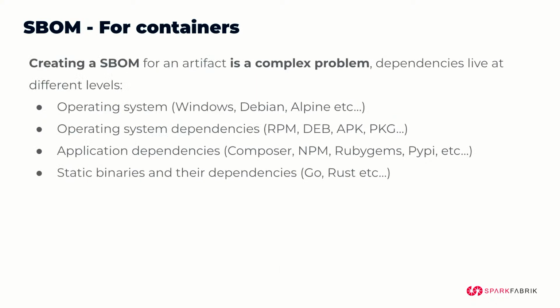But of course, generating an SBOM today is a very complex problem, because dependencies live at different layers and they are managed by way different package managers. From the operating system to the programming languages, they package differently and have very, very different versioning schemes from one another. And of course, we have even static binaries like Go, Rust, etc., that are statically compiled, but they have dependencies as well.